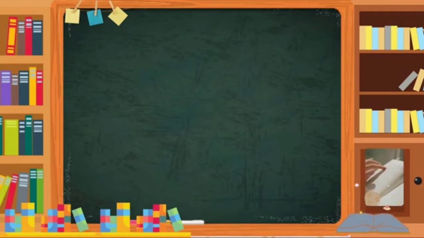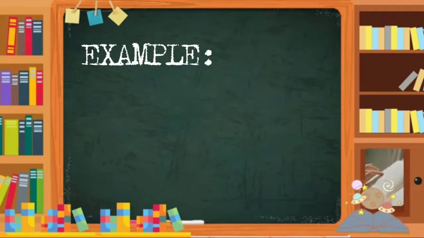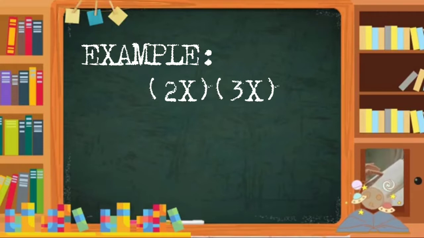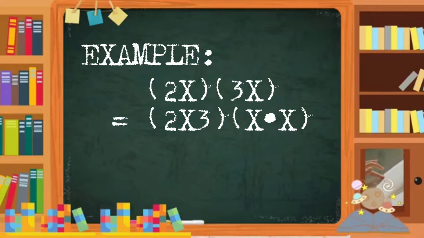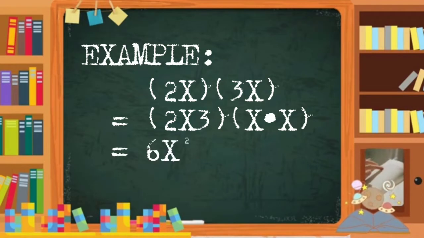Now, let's go forward to our last example. We have 2x multiplied to 3x. 2 times 3 and x times x. Our answer is 6x squared.